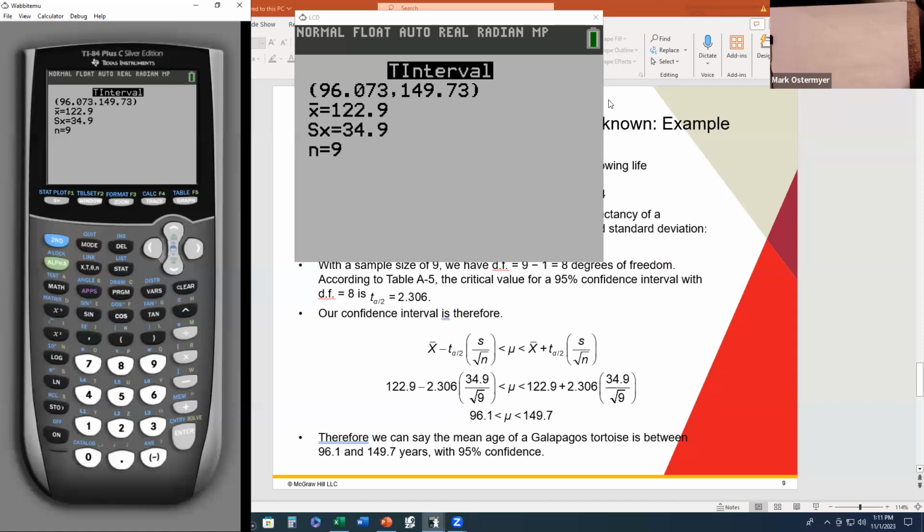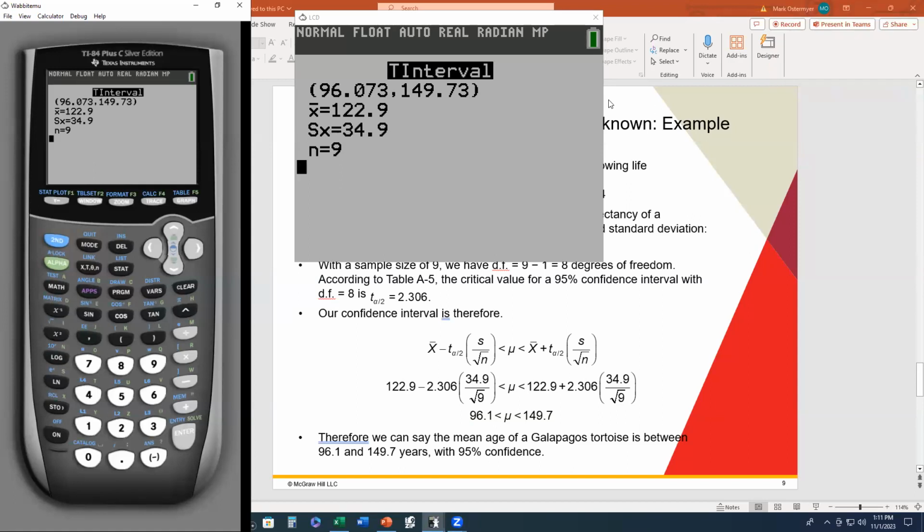All right, so what's the difference between Z interval and T interval functions in our calculator? They both build confidence intervals. What's the difference? How do we know which one to use? Or does it matter?